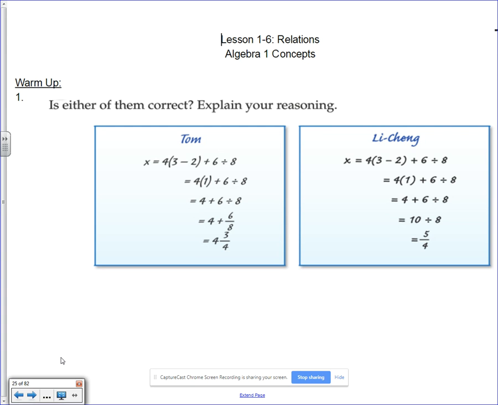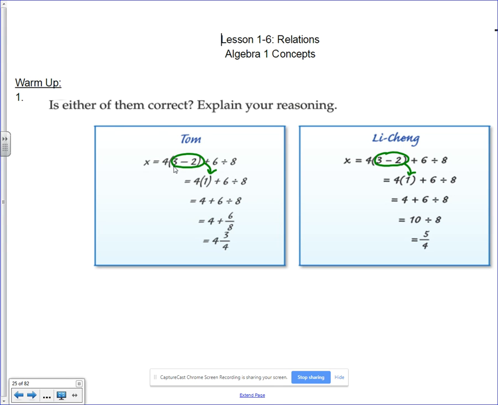Here we go. If you look at this problem, what would you do first in the order of operations? Do what's in the parentheses first. So what is 3 minus 2? So Tom is correct, right? How about Li Cheng? He's correct too.